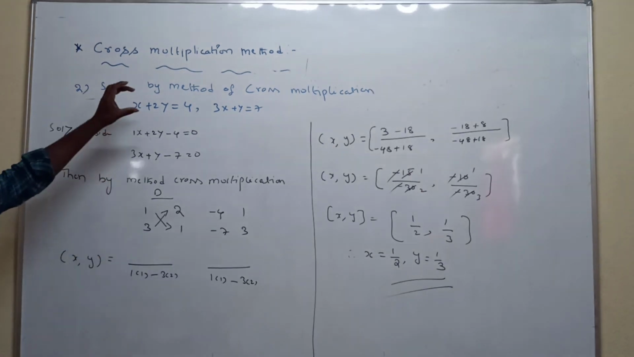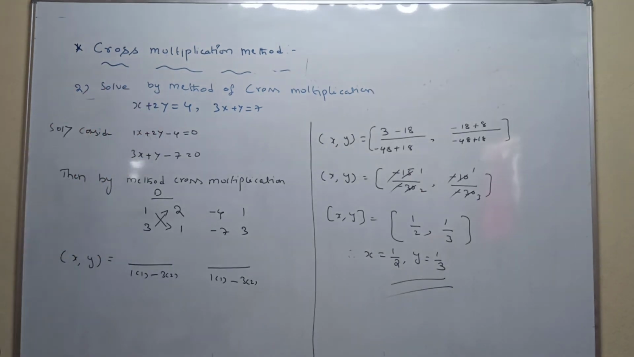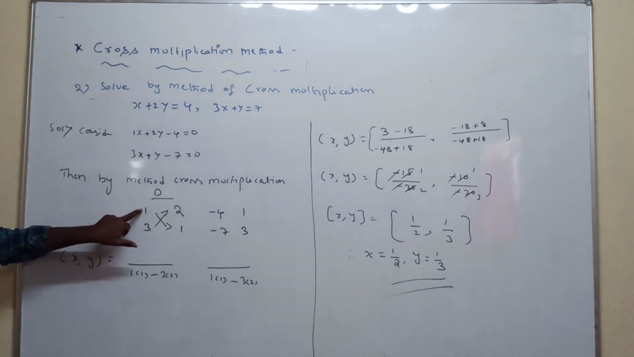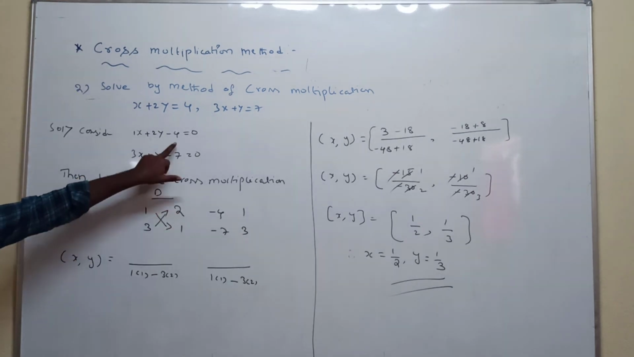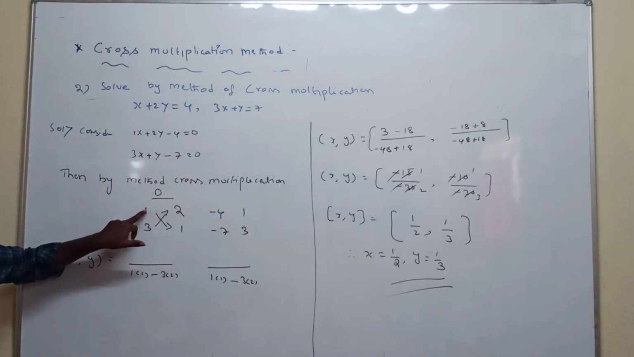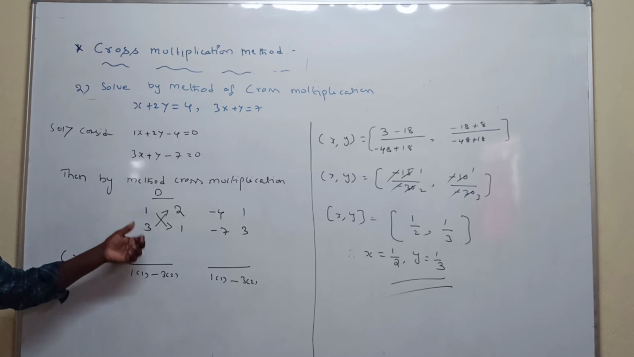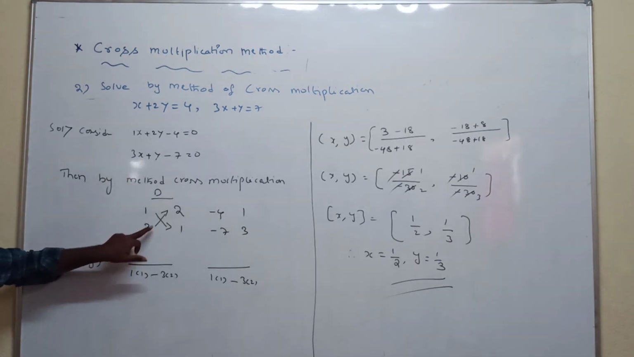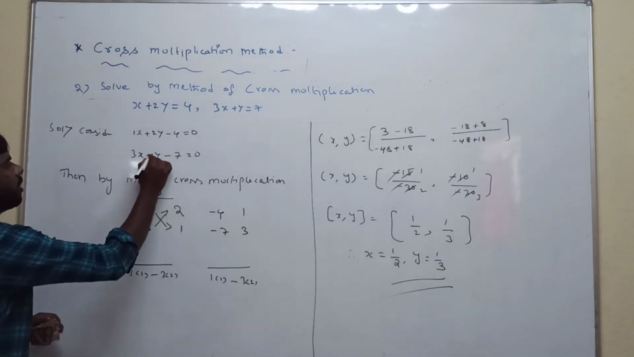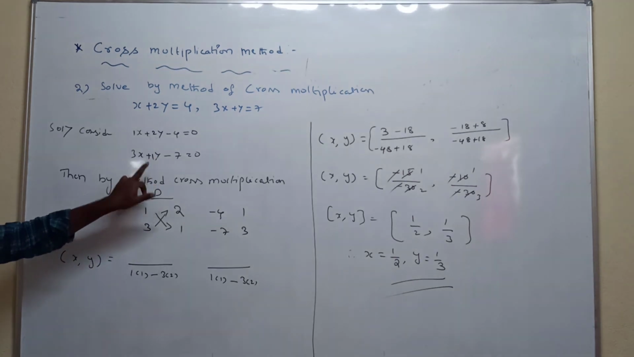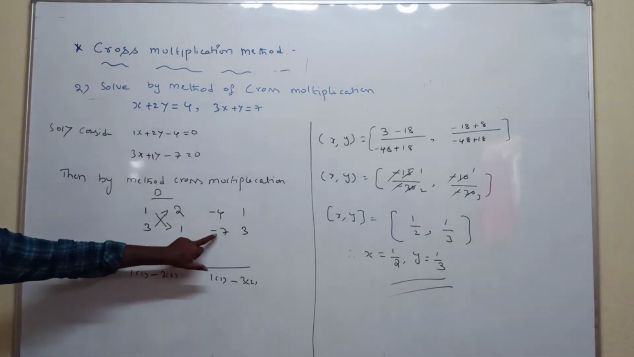First, what are the given equations? You write the rearranged form. After that, you apply the cross multiplication method. The x coefficient value is 1, the y coefficient value is 2, the constant coefficient is minus 4. Again this one is repeated. Second equation: x coefficient value 3, the y coefficient is not written anywhere, which means it is 1, and the constant coefficient value is minus 7.